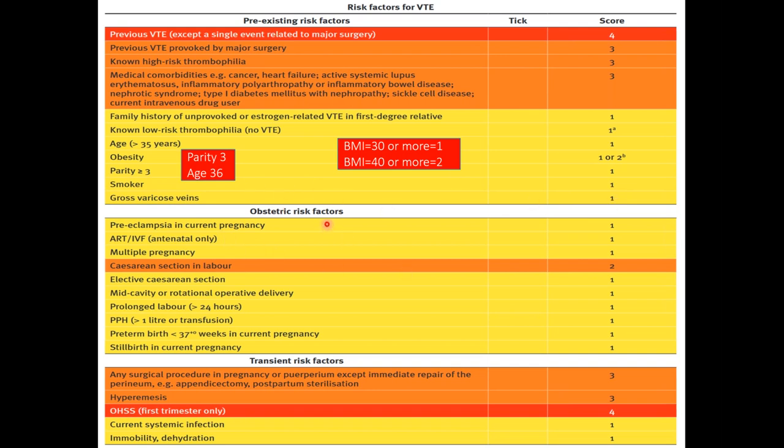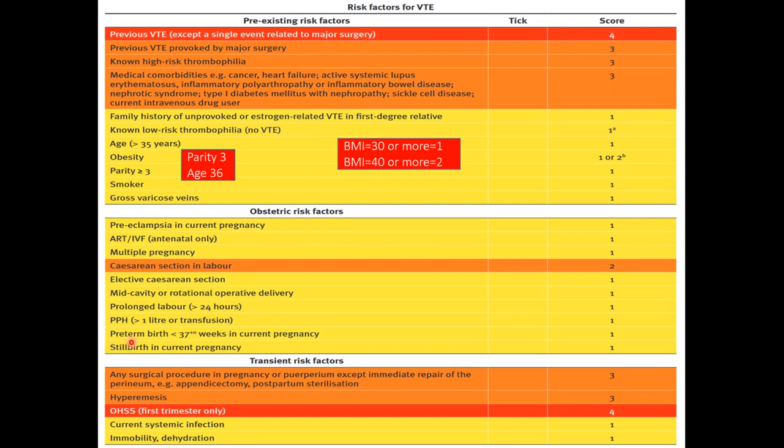About the obstetric risk factors: preeclampsia in the current pregnancy is score 1, and ART and multiple pregnancy are score 2. Cesarean section: emergency cesarean section is score 2, and elective cesarean section is score 1. Mid-cavity or rotational operative delivery is only classified as 1. So if in your scenario the patient was delivered by forceps, look for the type of forceps. If mid-cavity or rotational operative, give her score 1. Prolonged labor, more than 24 hours.